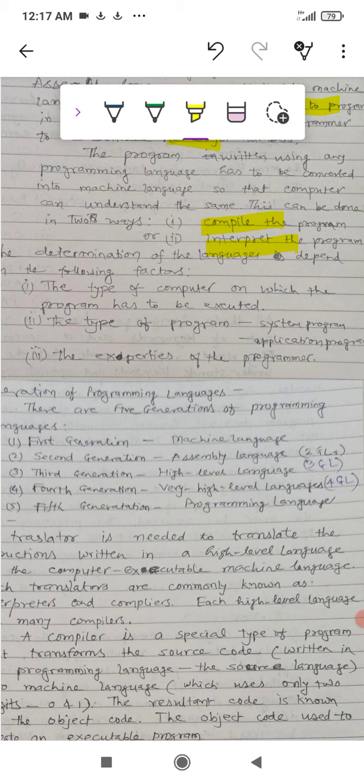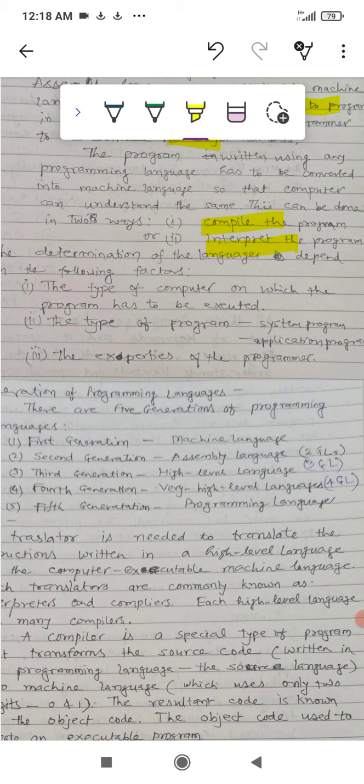The type of computer on which the program has to be executed, and the type of program, system programs and application programs, or the expertise of the programmers. These are features to determine the language.